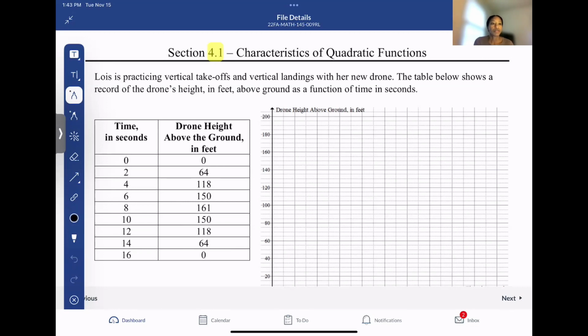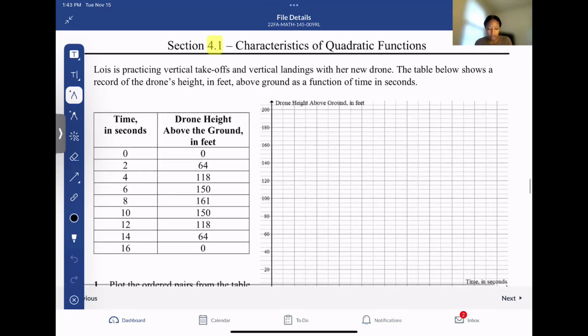The table below shows a record of the drone's height in feet above the ground as a function of time in seconds. So according to the table, at 0 seconds, when she first starts, the height of the drone is 0 feet. That should make perfect sense, right? We haven't done anything yet. Then after 2 seconds, the drone's height is 64 feet. After 4 seconds, 118 feet. 6 seconds, 150 feet. 8 seconds, 161 feet.